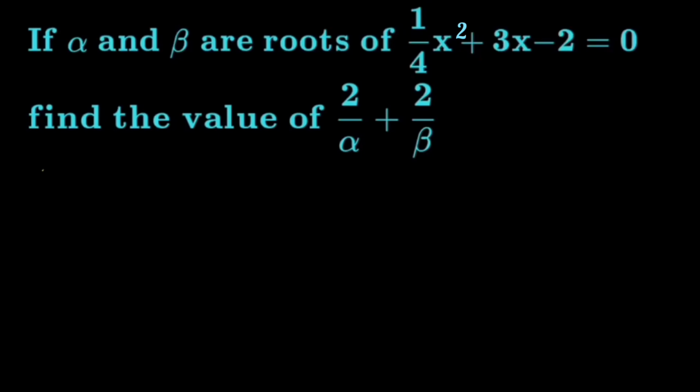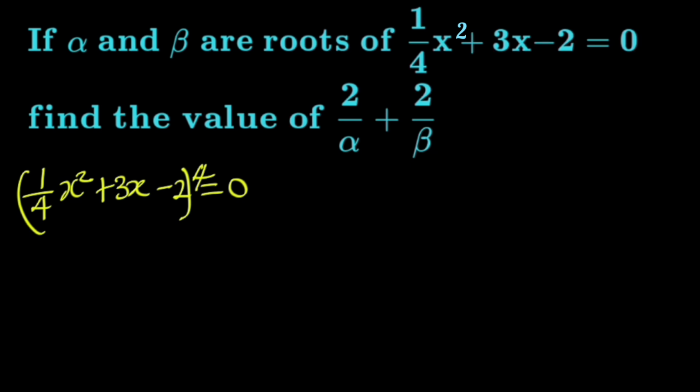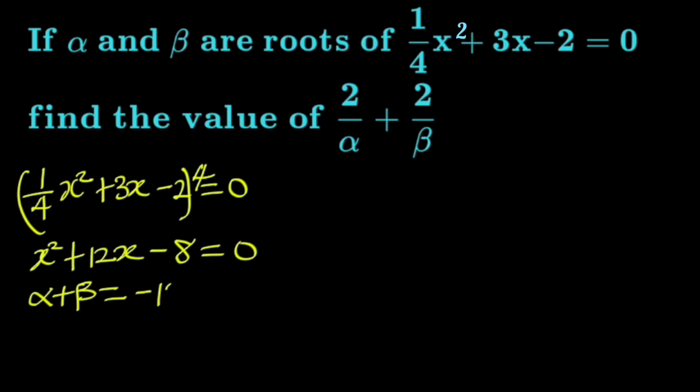Solution. From the given equation, (1/4)x² + 3x − 2 = 0, making the coefficient of x² 1, by multiplying through by 4, will give us x² + 12x − 8 = 0. From symmetric functions of roots, α + β = −12, and αβ = −8. Click on the description to watch symmetric functions of roots.